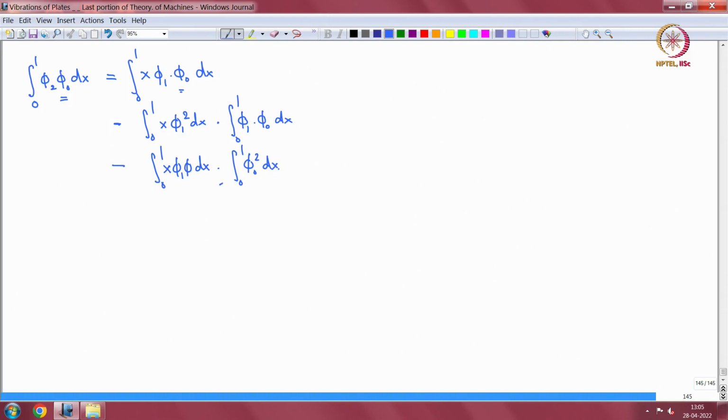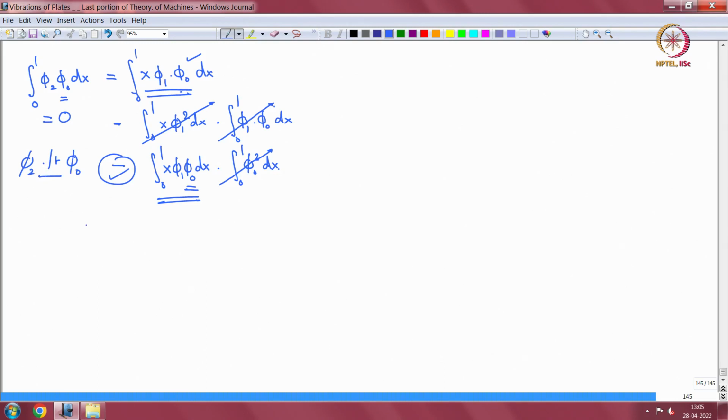Now, this is equal to 1 from orthonormalization, and this is equal to 0. Earlier we proved phi 1 and phi 0 are orthogonal, so this is not there. Now, I have x phi 1 phi 0 here minus x phi 1 phi 0 here. This was 0. So I have x phi 1 phi 0, x phi 1 phi 0 with a minus sign, so this is equal to 0. So phi 2 is orthogonal to phi 0.